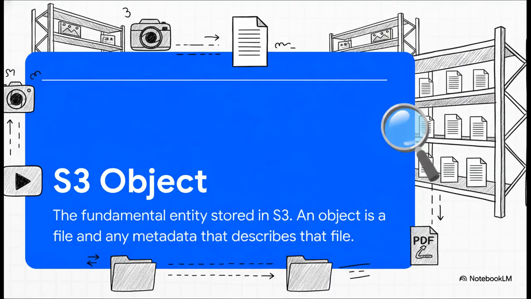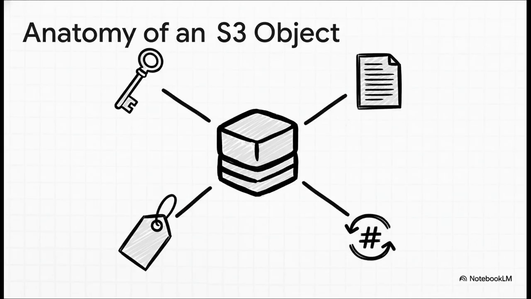So an S3 object is the fundamental thing you're storing. It's the actual file itself, the picture, the video, the database backup. And it also includes some really important information about that file, which we call metadata. So if the bucket is your corner of the warehouse, the objects are the actual boxes you're putting on the shelves. Now, every single object has a few parts to it, kind of like its anatomy.